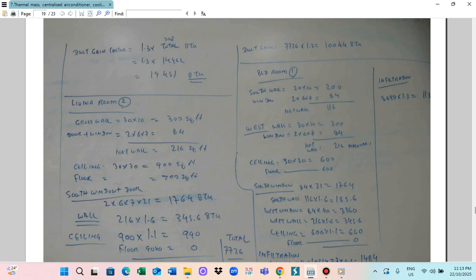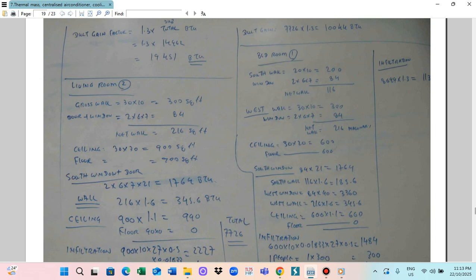So the gain factor we have to calculate. The gain factor is equal to the formula 1/3 multiplied by the total BTU. So this is 1/3 multiplied by 14962, and you get 19451 BTU. This is for the gain factor.